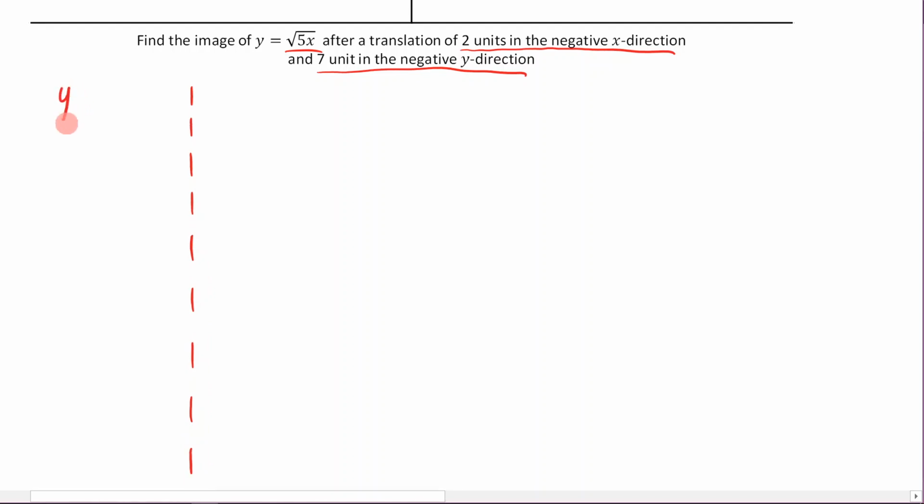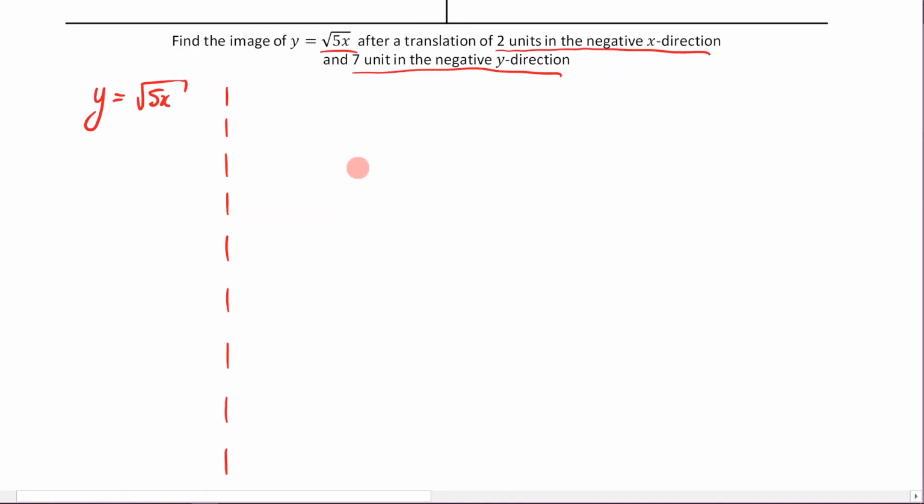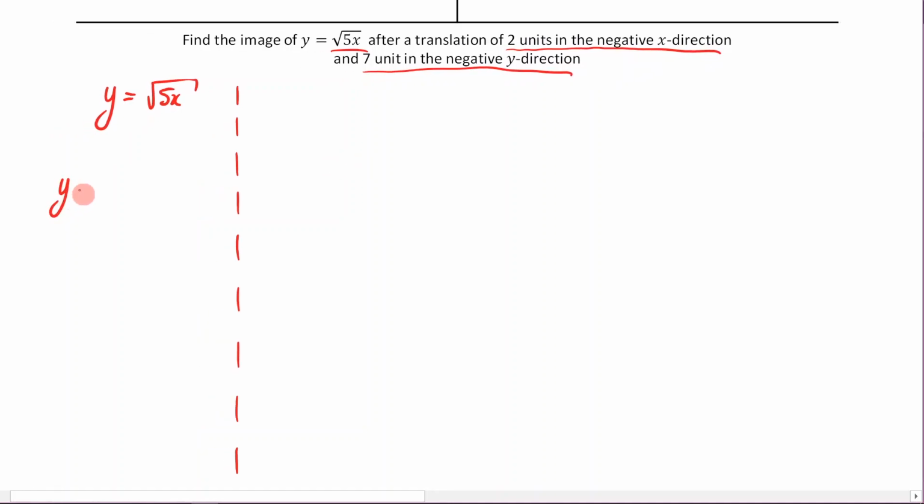So we're starting with this. And then it says a translation of 2 units in the negative x direction. What I think people would do in this situation is go y is equal to the square root of 5x. Well, it says 2 units in the negative x direction, I'm going to plus 2. And then 7 units in the negative y direction, that means I'm minus 7. And then they would kind of walk off, very proud that they answered this question. But that is wrong. It is wrong.